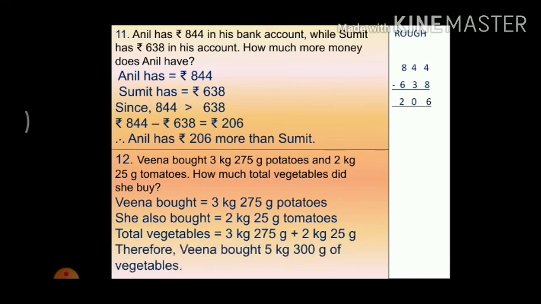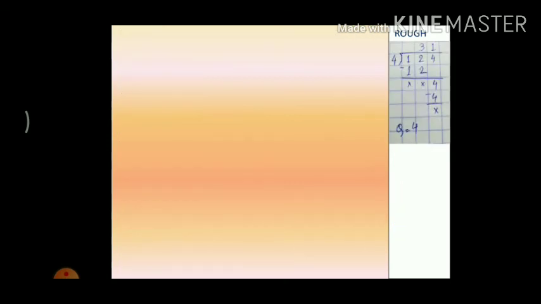After doing the addition in the rough area, we get the total. Therefore, Veena bought 5 kg 300 gram of vegetables. So I have written the spelling of therefore here in case you want the spelling and you want to write therefore in your copy. I would still advise that you use the symbol. It is very easy. One dot in the middle, two dots below it on two sides. We will do another question.